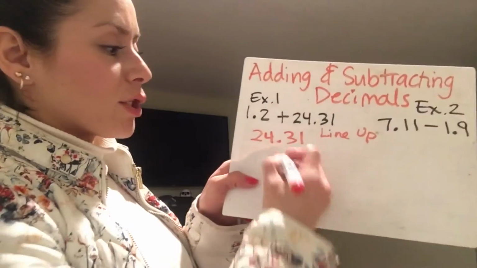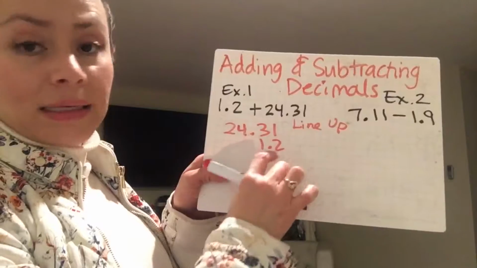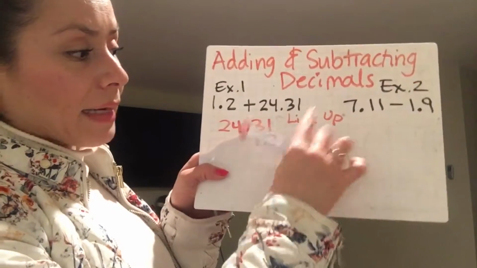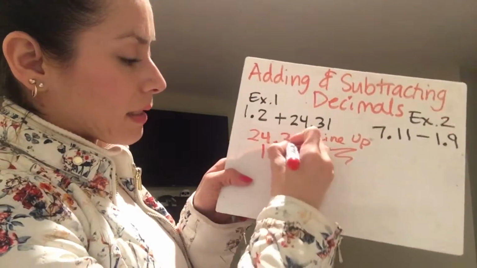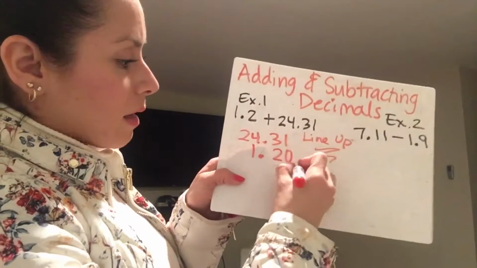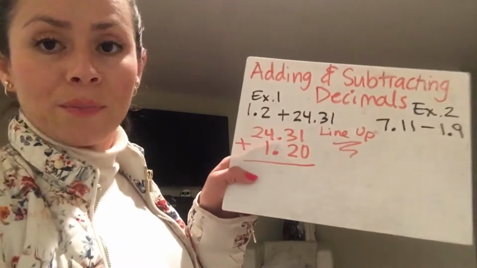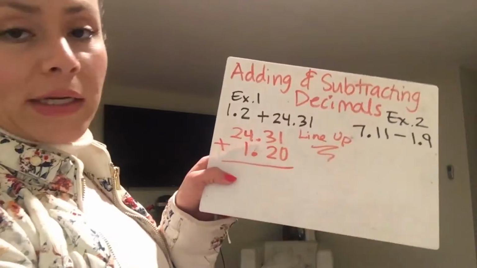And now 1.2. Well, if I put 1.2 here, we see that these are not lined up. And we must line up our decimals. So therefore, my 1 must go here. My decimal must go here. My 2 must go under the 3, which means under the 1, there must be a 0. So that would be our setup, 24.31 plus 1.20.